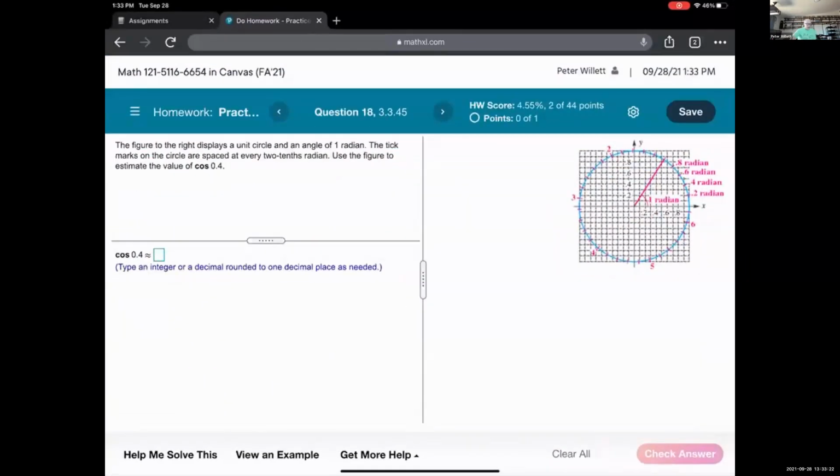The figure to the right displays a unit circle and an angle of 1 radian. That means the arc length up to that angle is 1 along the circle. The tick marks on the circle are spaced at every 2/10 of a radian. So we can see 0.2 radians, 0.4 radians, 0.6, 0.8, and then you're up to 1 radian when you get to the pink line there. Use the figure to estimate the value of the cosine of 0.4.